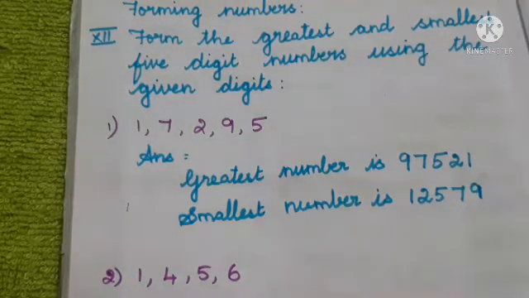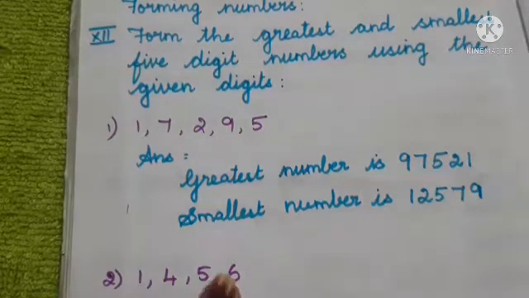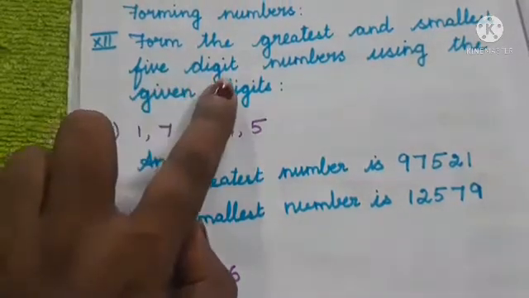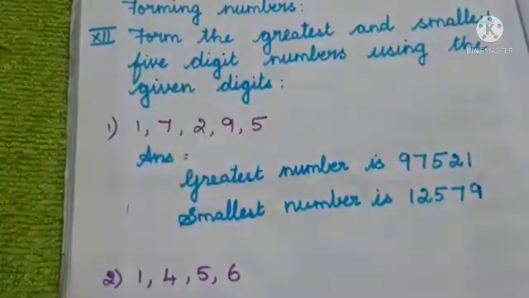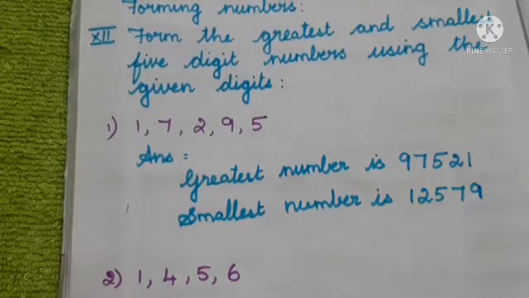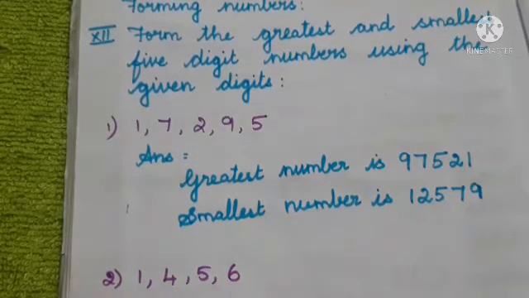So if you want to find out the greatest number, we have to repeat the greatest digit. How many times we need depends on the question: they ask how many digits the number should have. According to that, we have to repeat the greatest digit 1 or 2 times. Okay. Likewise, if you want to find out the smallest number, we have to repeat the smallest digit. That means the smallest digit, how many times we need.